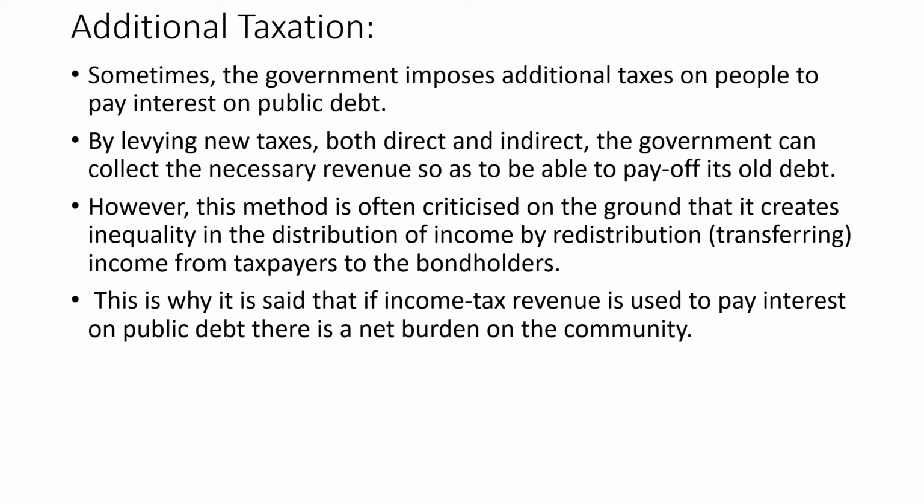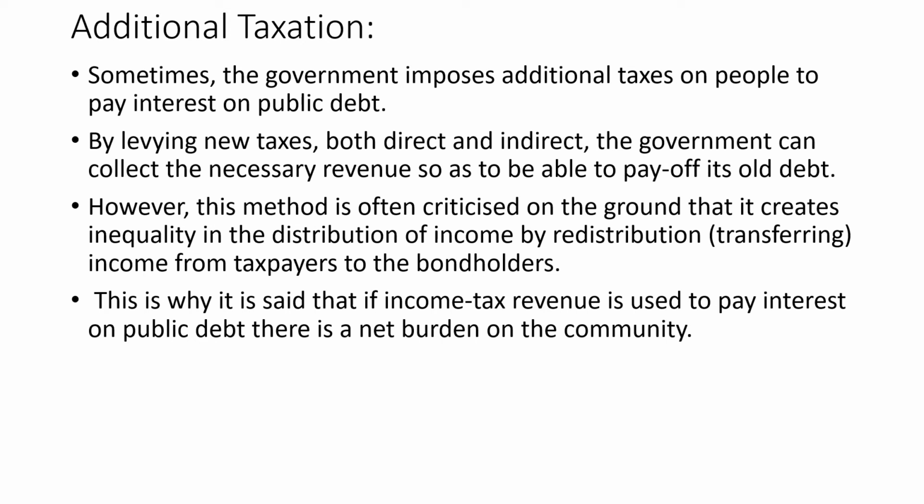Now, the next method is imposing additional taxes. This is another method used by the government to redeem its public debt. Sometimes the government imposes additional taxes on the people to pay its public debt. By levying additional taxes or by levying new taxes, both direct and indirect. There are two types of taxes, direct and indirect. So it can either increase direct tax or increase indirect tax, or it can impose some new kind of direct or indirect taxes, or both direct and indirect taxes in new forms, can be imposed by the government. So this will help the government to collect the necessary revenue so as to enable it to pay off its old debt.